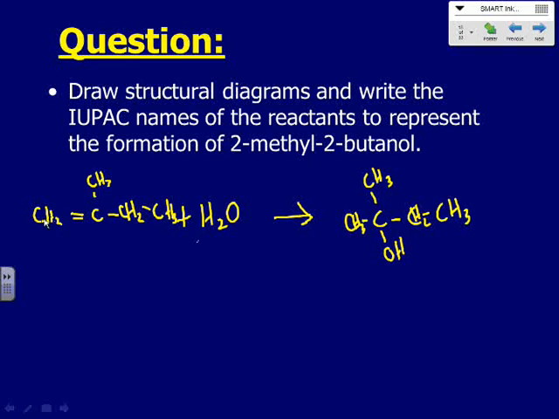What is this particular substance? 1, 2, 3, 4. It's a bute. It's got a double bond, so it's a butene. And it's got a methyl in the number 2 position.